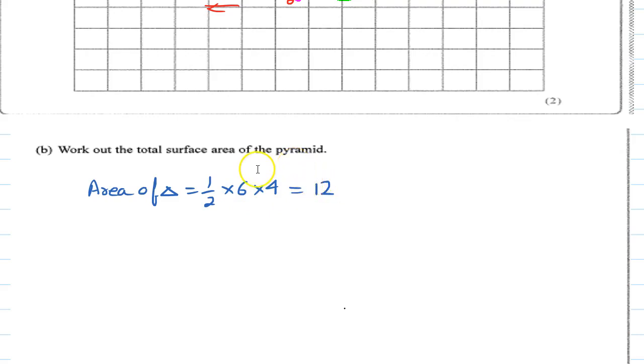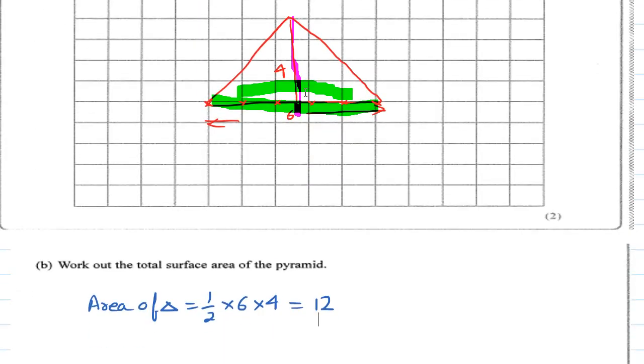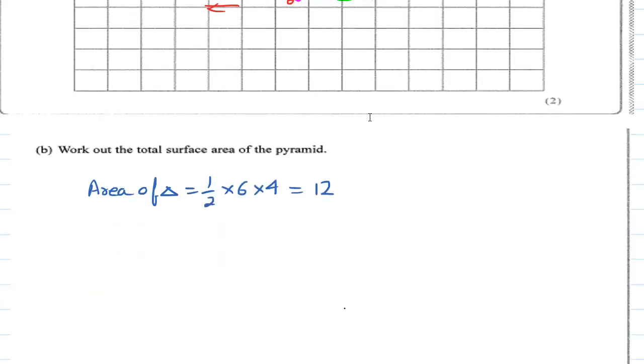Now how many faces are there? There are total 4 faces, 1 2 and 3 here, and 4. So let's multiply by 4. What happened? This vertical height is 4, but for the triangle, the height is given as 5. So this is an error here. Sorry, so this will be 5. 6 times 5 is 30. 30 divided by 2 is 15. So how many total faces are there? 4. So 15 times 4 is 60, right?